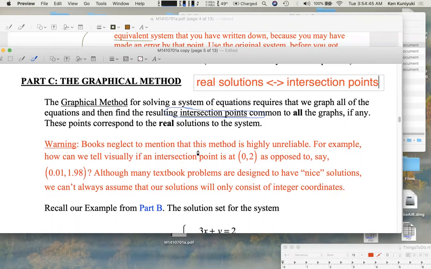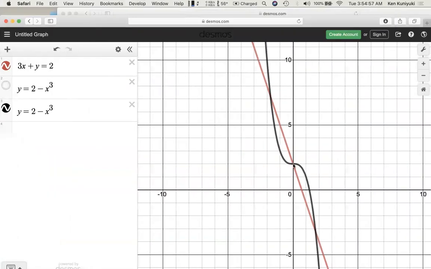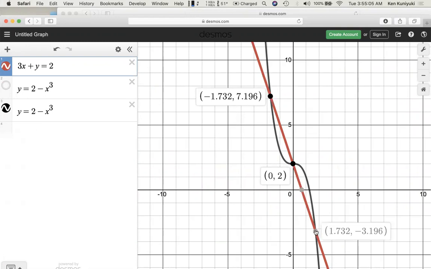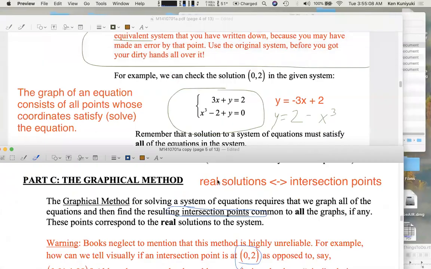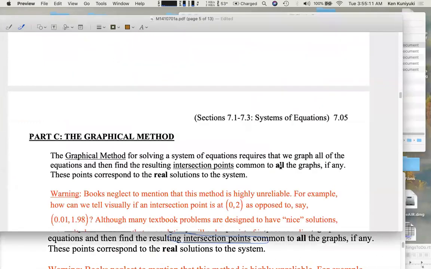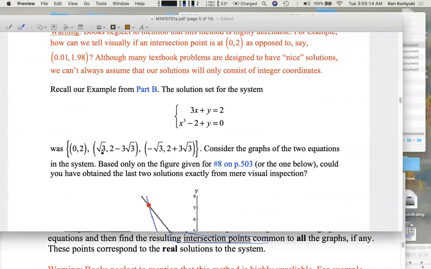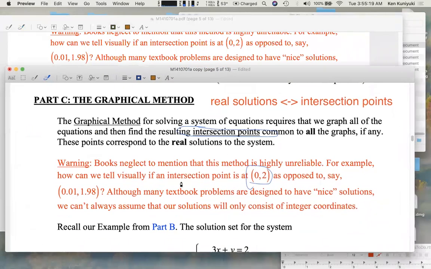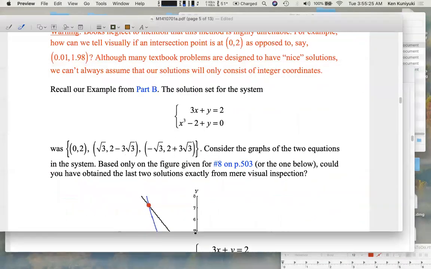Now, books neglect to mention that this method is highly unreliable, because back in your algebra class, your book was used to giving you systems with integer coordinates in solutions. Now here, yes, (0, 2), that's one that we can pick up exactly very nicely. But your old school algebra books were less likely to get solutions like these because they were too clean. See, I'm being more mean to you. I might give you a system where you get kind of weird looking coordinates like those, right? That's only fair. So you can't just assume that the coordinates will always be integer. Here they are, but for these guys, they won't be integer or even rational.